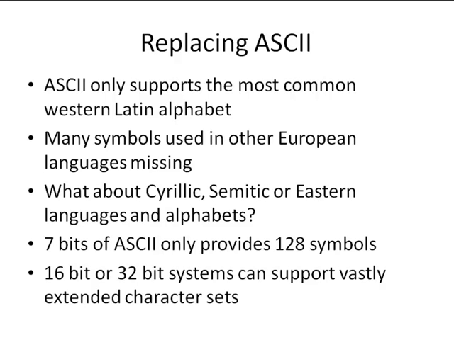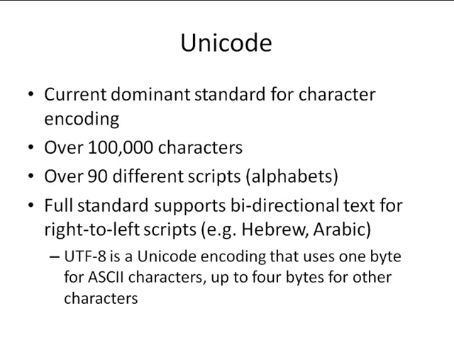Instead, a 16-bit or a 32-bit system can support vastly extended character sets. And the current dominant standard for character encoding is something called Unicode. There are over 100,000 characters in Unicode, and it supports over 90 different alphabets. The full Unicode standard supports text for languages that write from right to left, such as Hebrew or Arabic. And UTF-8 is a Unicode encoding that uses one byte for ASCII characters, so ASCII code is preserved as part of Unicode.